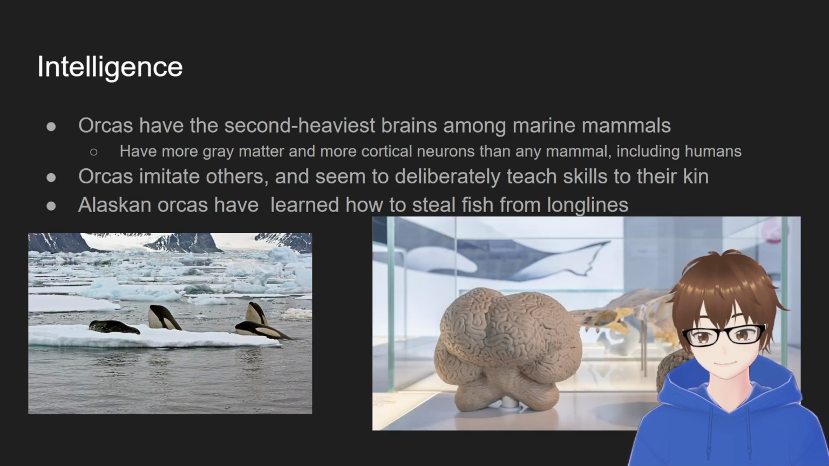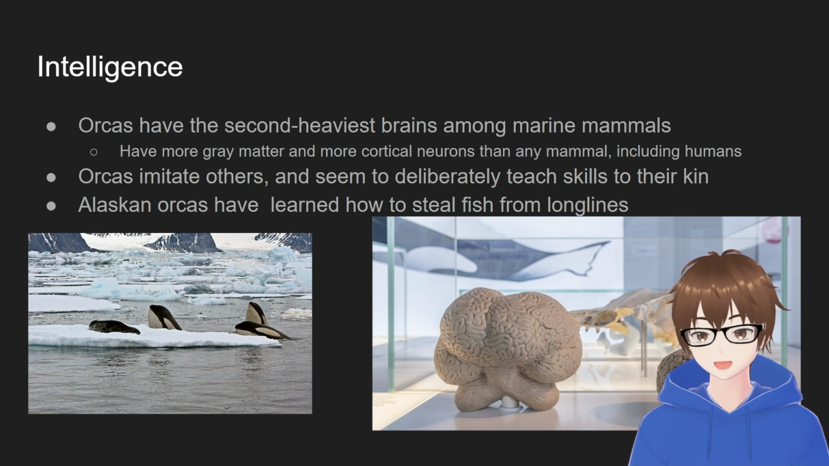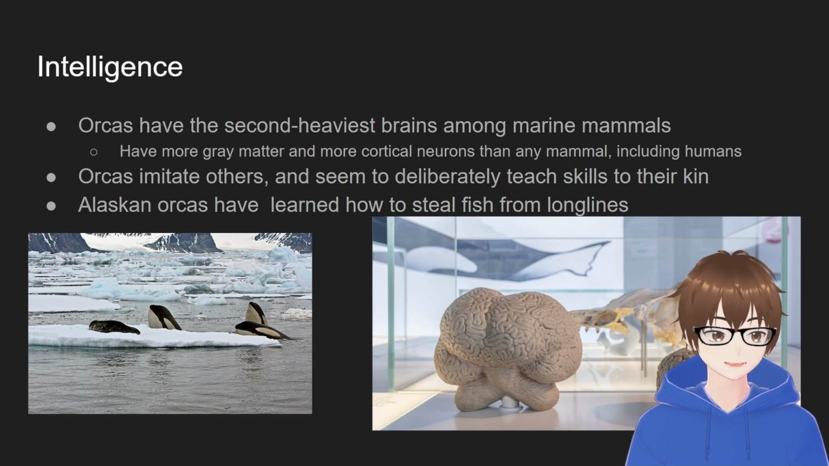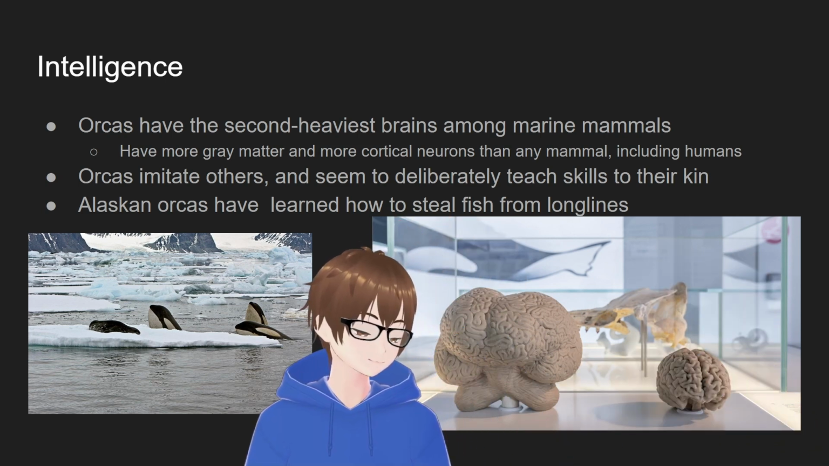So, intelligence. Since you can probably guess from their hunting techniques and whatnot, they're very intelligent. Orcas have the second heaviest brain among marine mammals, and that means they have more gray matter and more neurons than any mammal, including humans. I have a picture to my side here that shows an orca brain next to a human brain, and yeah, it's very much bigger. Oh, actually, there you go. Orca compared to human brain.